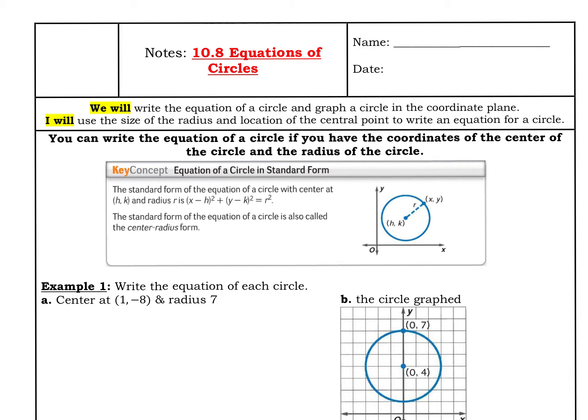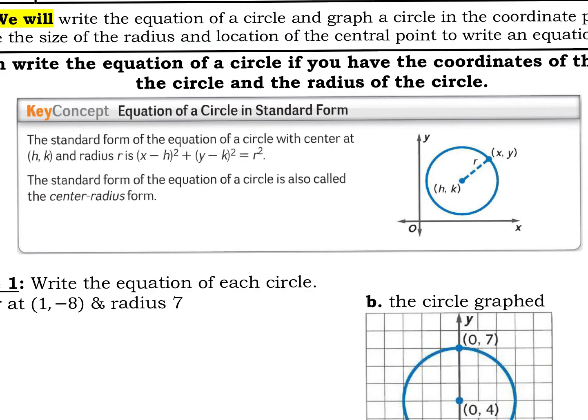So at the very top of the notes I have this statement. It says you can write the equation of a circle if you have the coordinates of the center of the circle and the radius of the circle. So if you look at this image right here, you'll see that the standard form of the equation of a circle with a center at (h, k) and a radius r is (x minus h) squared plus (y minus k) squared equals r squared.